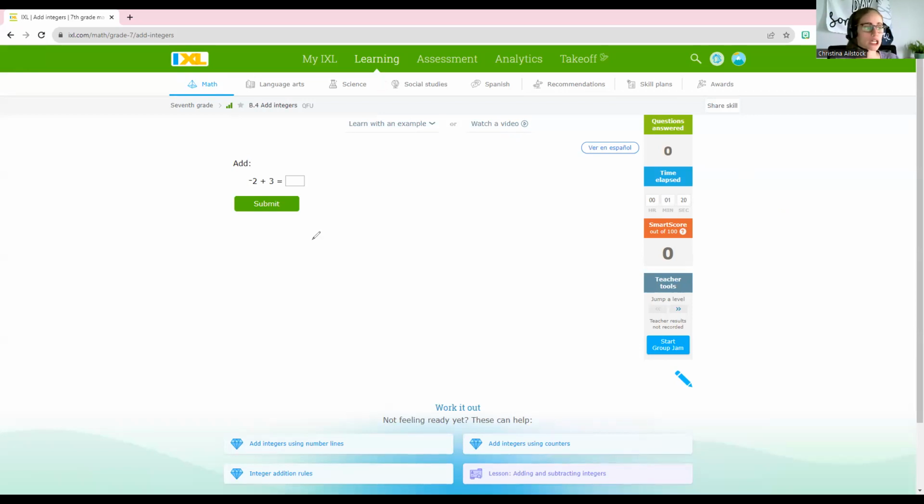So our first problem here says -2 + 3. The first thing I do is figure out whether my numbers have the same sign or different signs, because I have two different rules. Remember, if the signs are the same, you add them and keep the sign. If the signs are different, you subtract and keep the heavier sign. In this case, my signs are different. I have a -2, but then a +3.